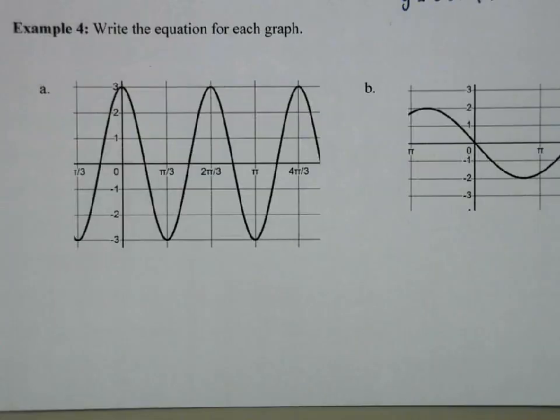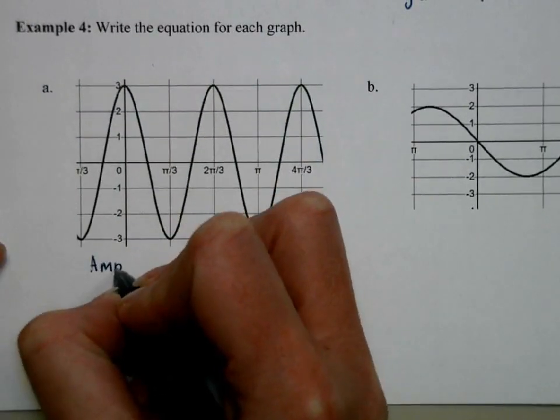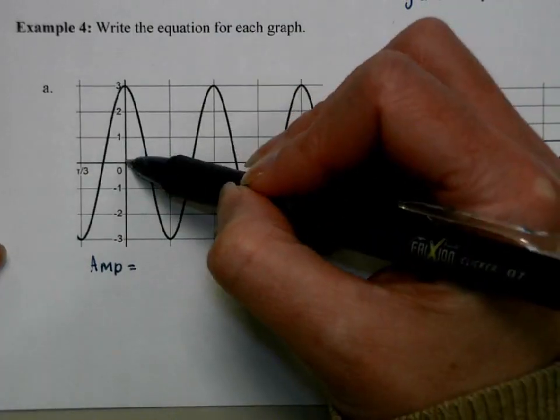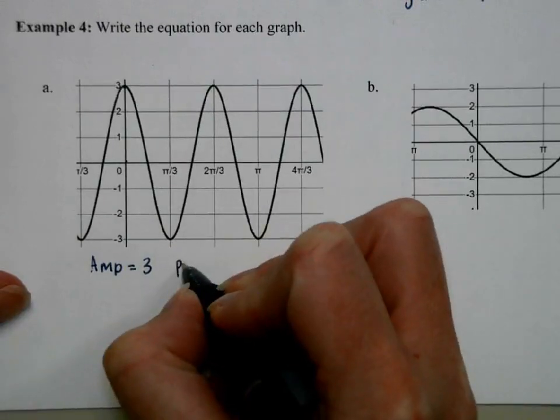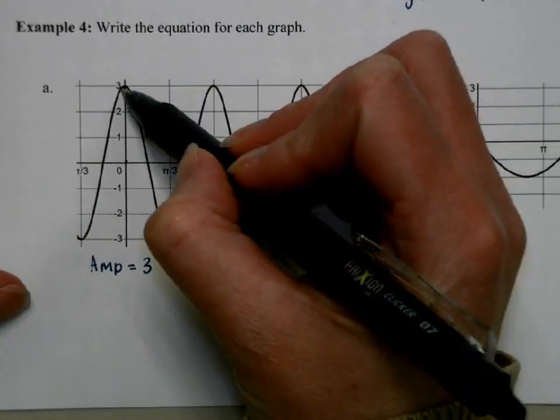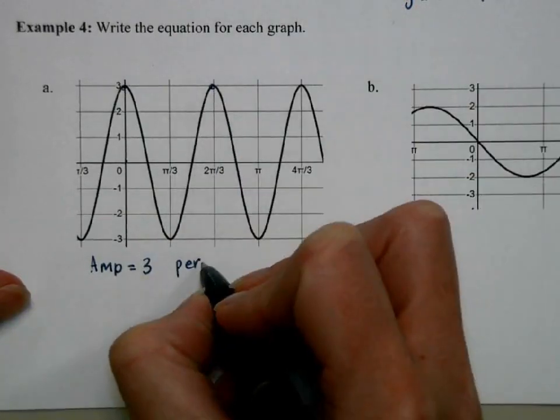Okay. Next, we're going to write the equation for each graph. So the first thing I want to do is identify my amplitude and my period from the graph. So my amplitude from 0 to 3 would be 3. My period, starting here, following to another max, is 2 pi over 3.